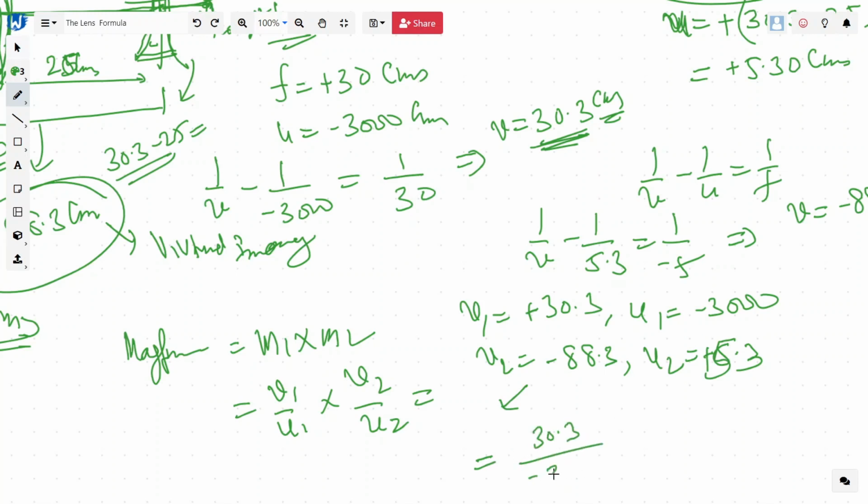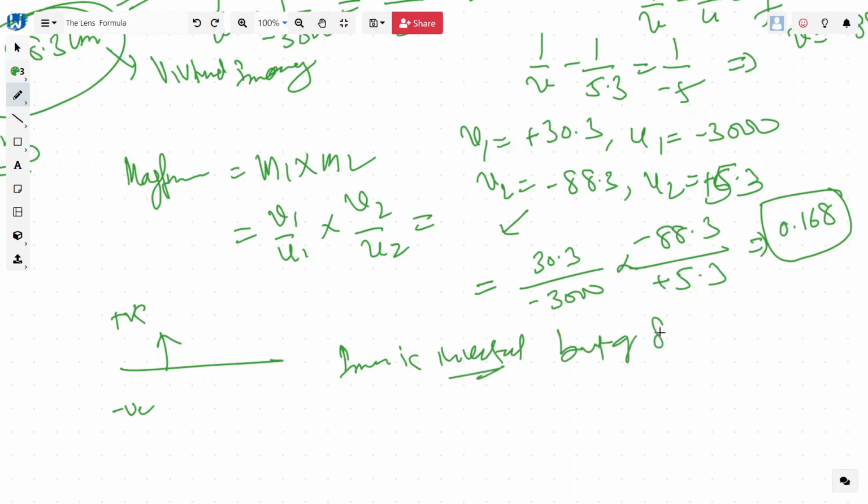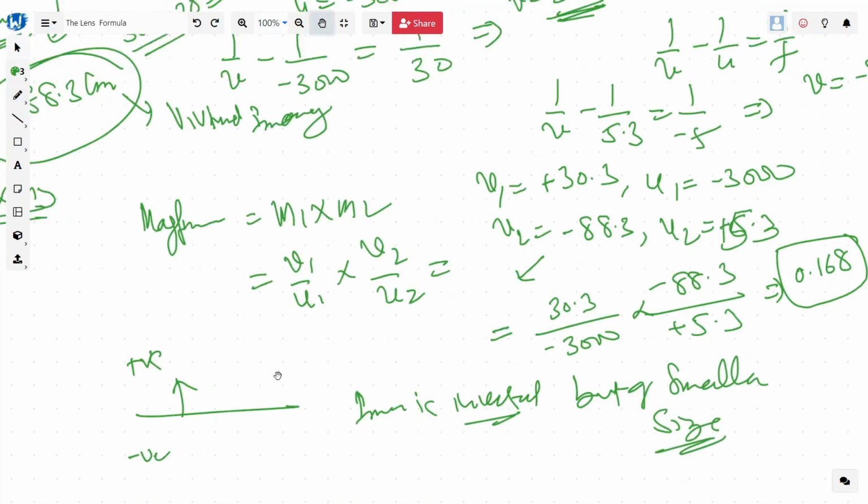Plug that in over here, you will get 30.3 divided by minus 3000 multiplied by V2 minus 88.3 divided by plus 5.3. Okay, minus minus will cut, and finally the number you will get is less than 1, right, but positive, which means that the image is inverted, right? This is a positive sign, this is a negative sign, right? So image is inverted but of smaller size. So with this we conclude this video.